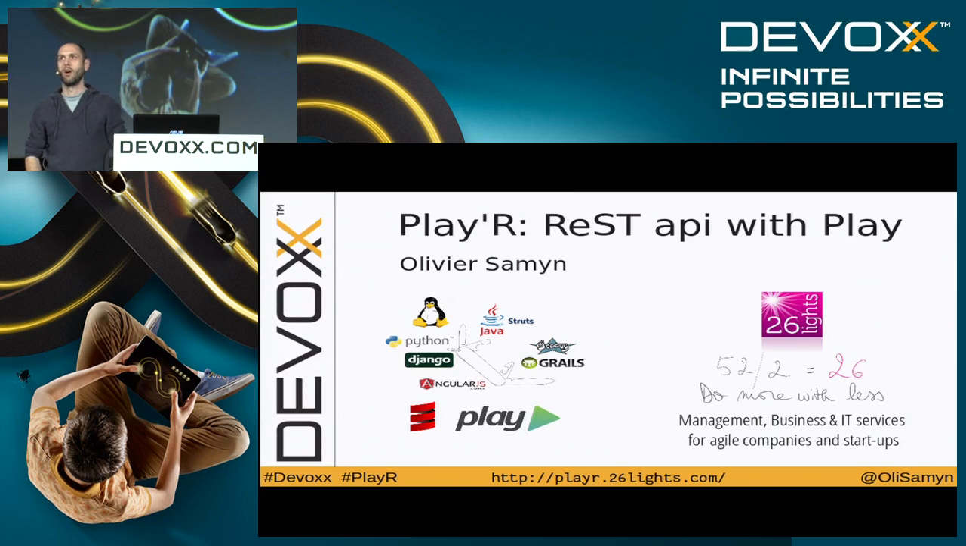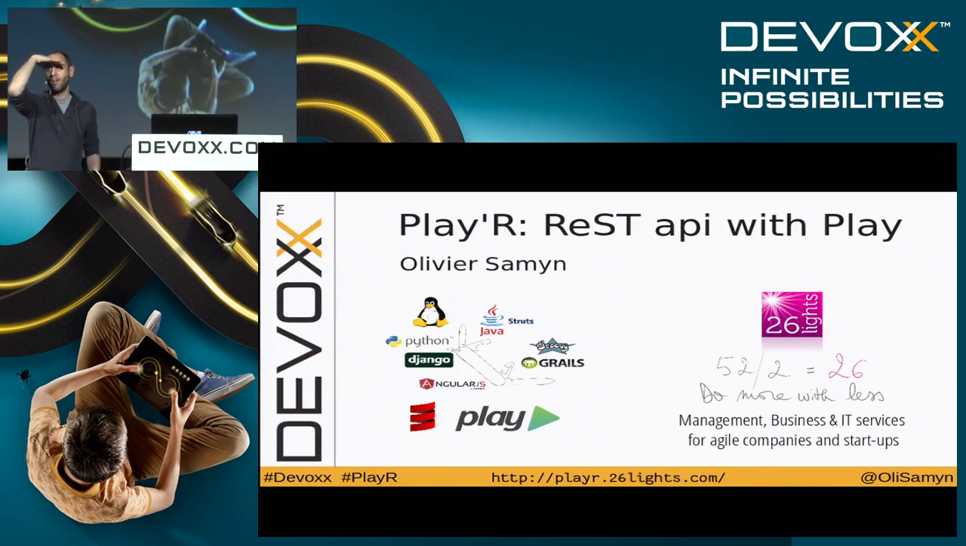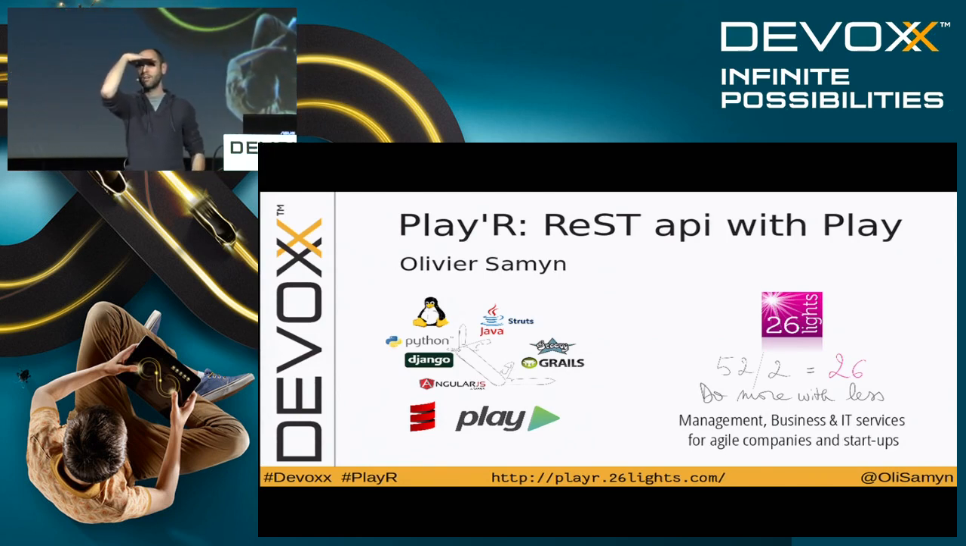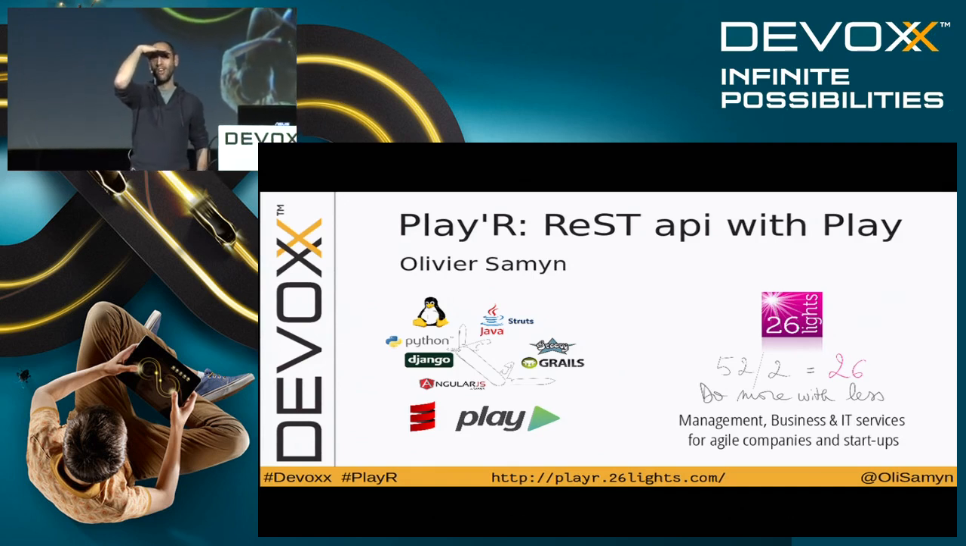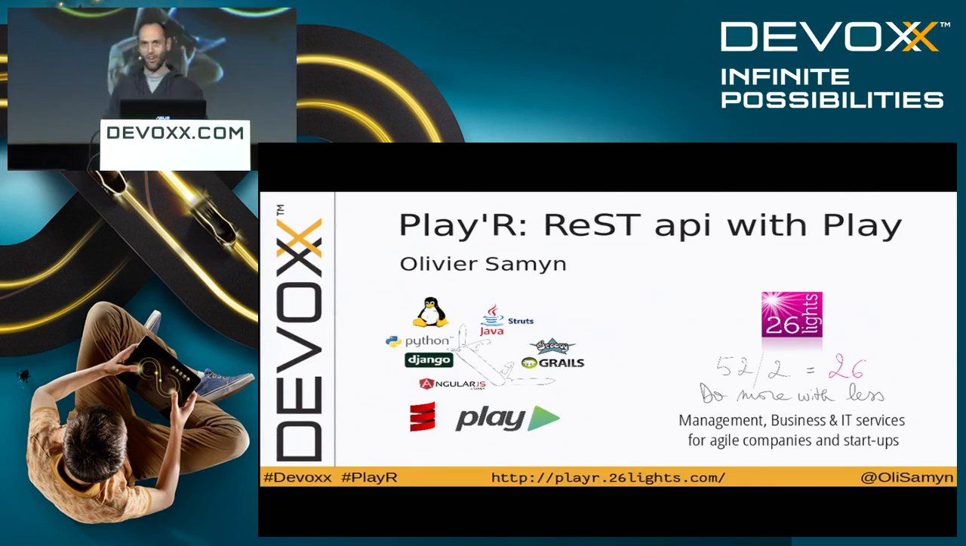So first, who in the room is using Play? Okay, a small number of you. And using Play with Scala or Play with Java? Play with Java, okay. So first, sorry for the ones that are using Play with Java, because here it's a lot of tricks, and the library is based on Scala features, just what we saw in the previous talk. There are many things that you can do with the type system, and that's what we are going to use here.